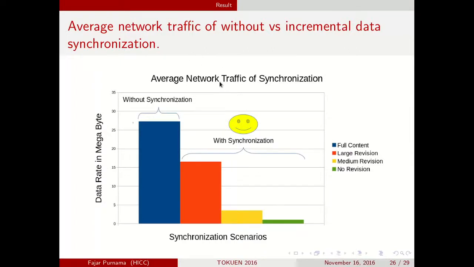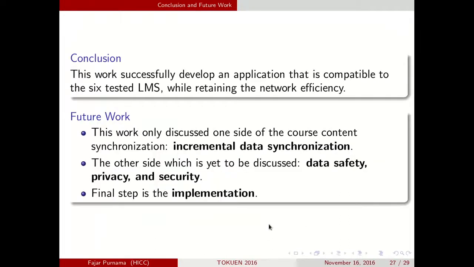The network traffic should always be lower than without using a synchronization. Although there may be some other extreme cases where this doesn't apply, it's out of the scope of this current presentation. And when there is no revision or no update on the fourth scenario, there should be barely any network traffic, which is proven correct for this one.